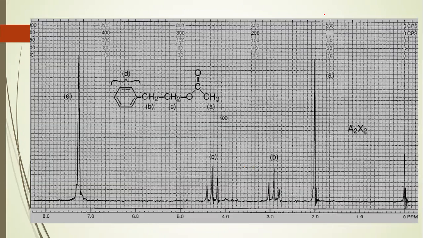Now look at this spin system, where we have the B and C protons present here. B protons couple with C and give a triplet, and C protons couple with B and give a triplet. So these are the two triplets because of the B and C protons. As the C carbon atom is attached to oxygen, the protons are more deshielded. So see, the signal of the C proton is more deshielded.